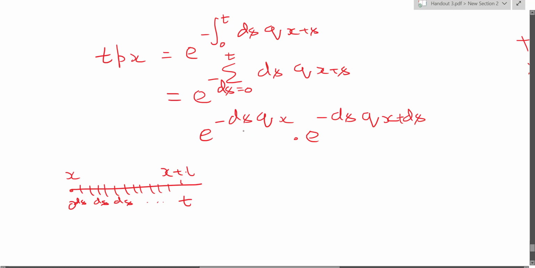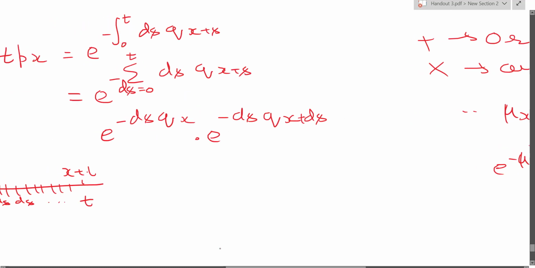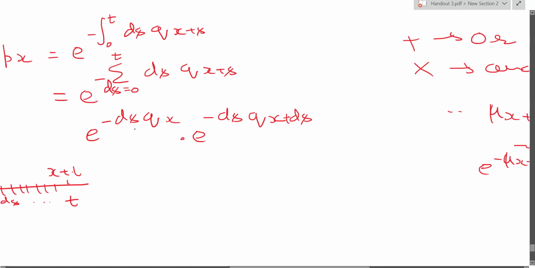First you took it over ds equal to 0, then how you're dividing it is: ds, then 2ds, then 3ds, 4ds, and so on and so forth, right? So firstly I took ds, then you got 1 ds added, so 2ds, further ds, then you have e to the power of minus ds q x plus 2ds. And this is how it keeps on going.